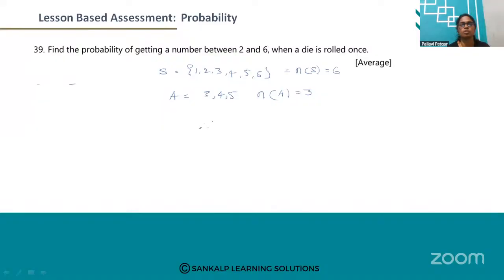Therefore, the probability of an event is equal to 3 divided by 6. So this is equal to 1/2.